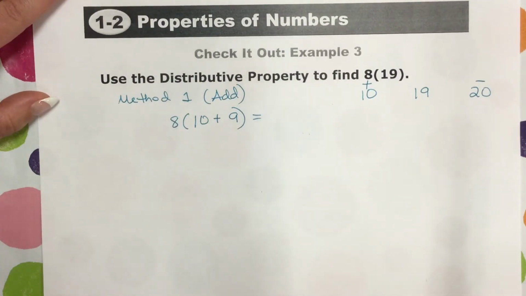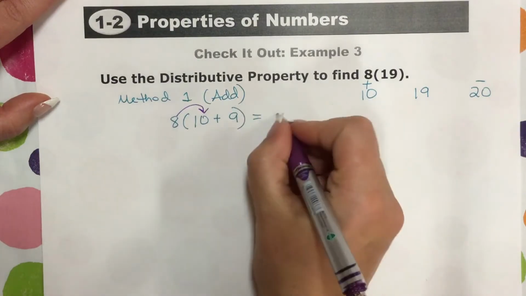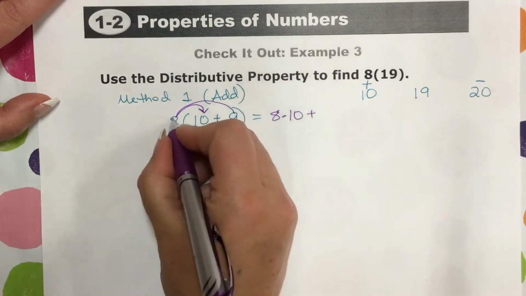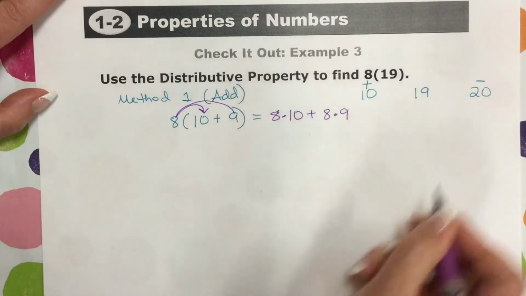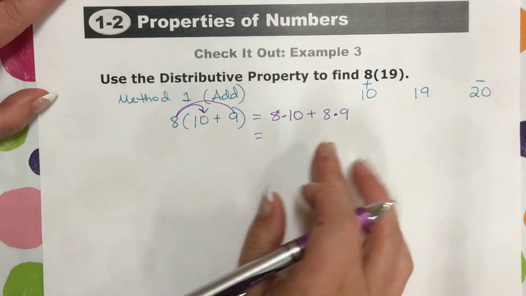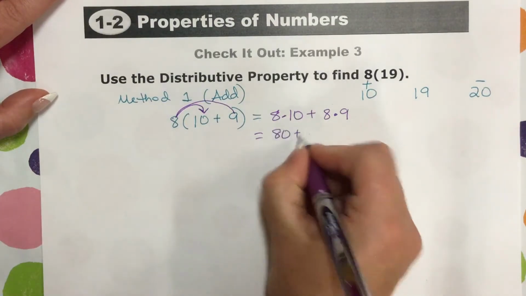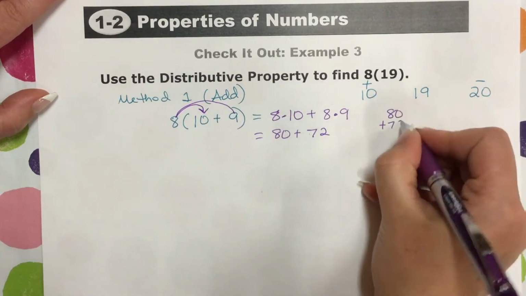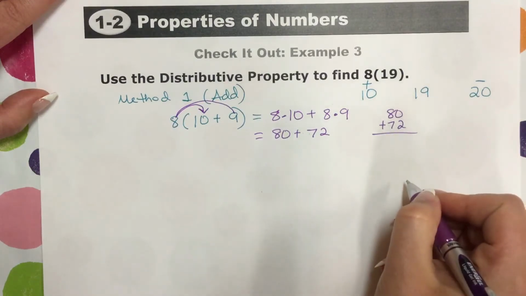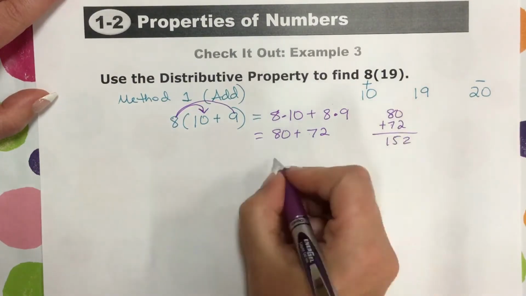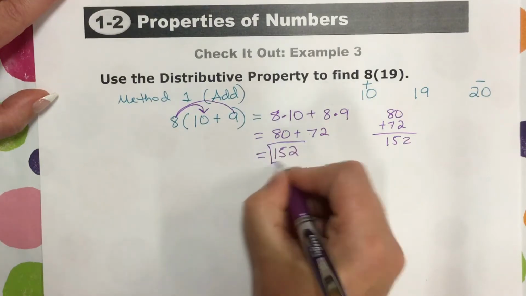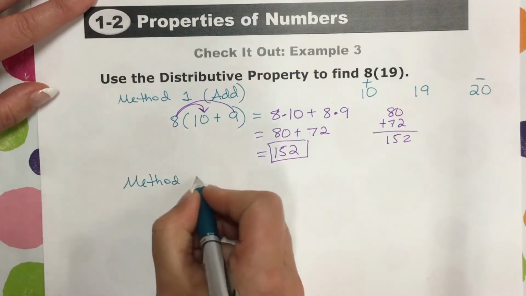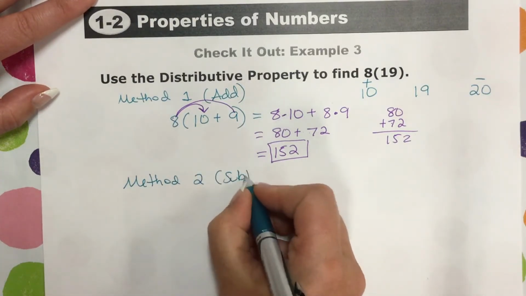And then we just use the distributive property. So we're going to go 8 times 10, and then plus 8 times 9. Right there. And then we're just going to do order of operations, so we have to do the multiplication first. 8 times 10 is 80 plus 8 times 9 is 72. And then I'm just going to go off to the side. Whenever you're doing little calculations, just go off to the side of your paper. 0 plus 2 is 2. 8 plus 7 is 15. So our answer is 152. Perfect. All right, on to method number 2. And you need both methods on your note sheets.